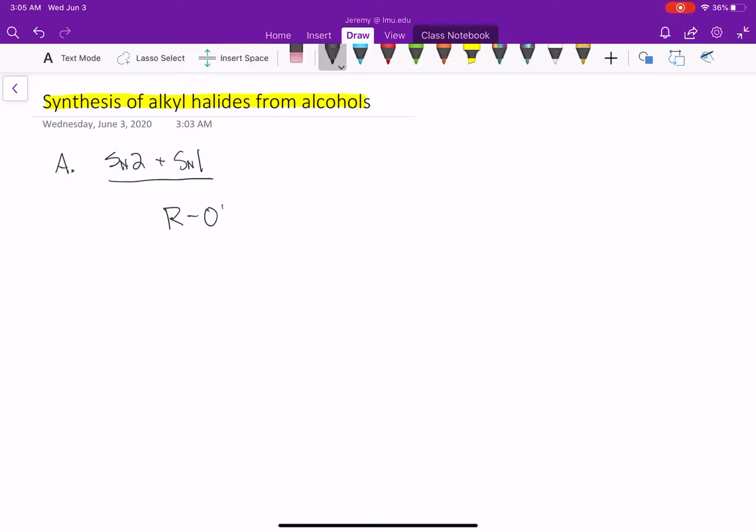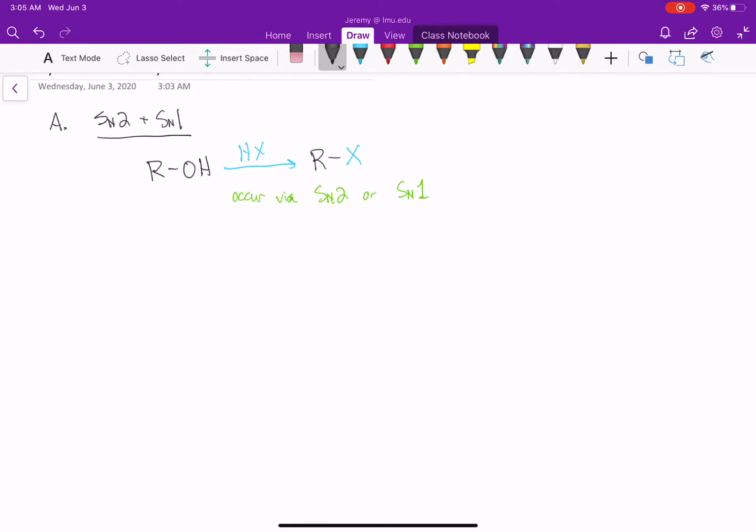We can take an alcohol, ROH, and treat this with HX, and then we can simply form an alkyl halide from that reaction. The key here is that this can occur via two different types of mechanisms: an SN2 reaction and mechanism, or an SN1 reaction and mechanism. All right, so let's look at a couple of examples here.